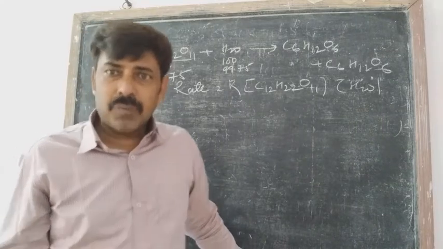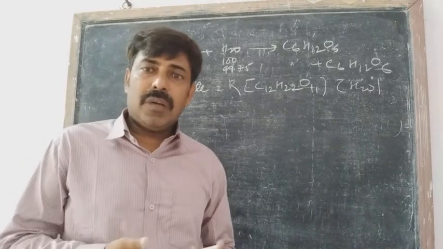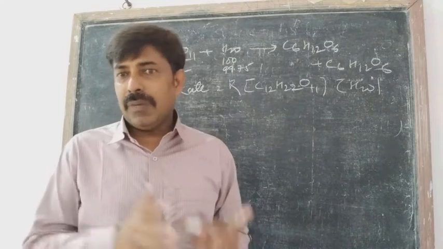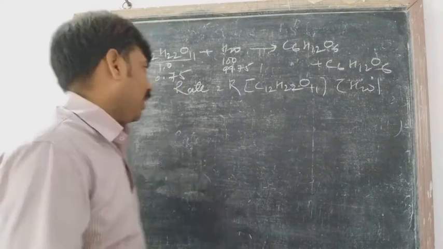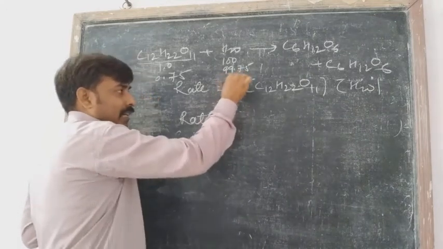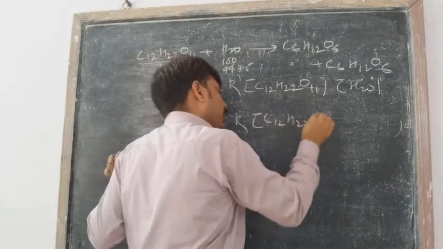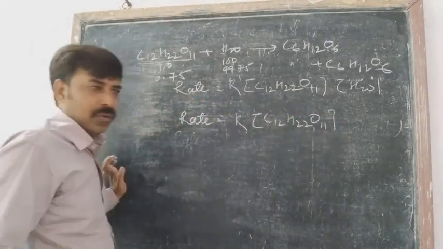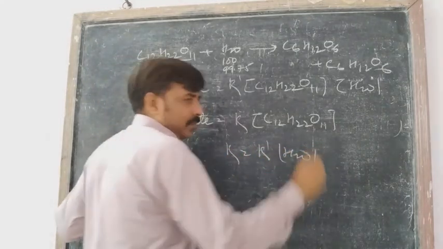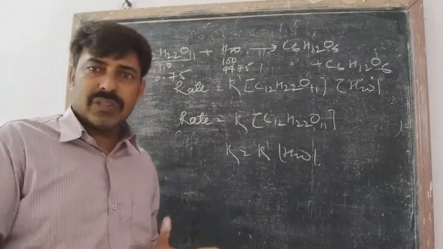And if it is almost constant, that means the variation of the concentration of water is not taking place, and that means the water is not effective in determining the rate of reaction. So we can write rate equal to, if we write it as a K dash, then it will be K concentration of C12H22O11, where K equal to K dash concentration of water. Then this is the pseudo order reaction where a second order reaction behaves like a first order reaction.